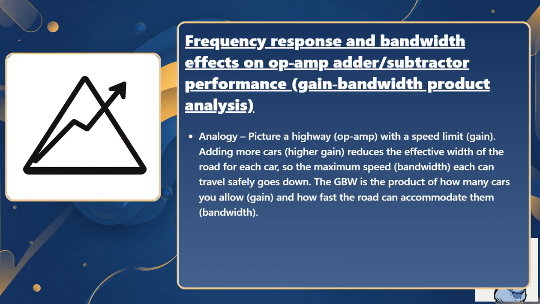Analogy: picture a highway representing the op-amp with a speed limit representing gain. Adding more cars, meaning higher gain, reduces the effective width of the road for each car, so the maximum speed, the bandwidth each can travel safely, goes down. The gain bandwidth product is the product of how many cars you allow, the gain, and how fast the road can accommodate them, the bandwidth.